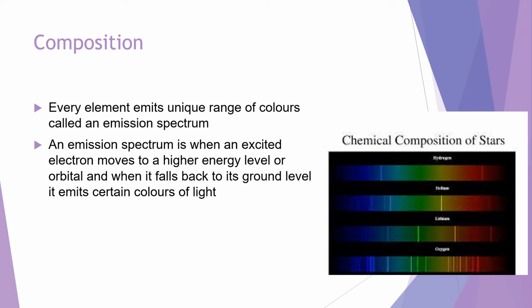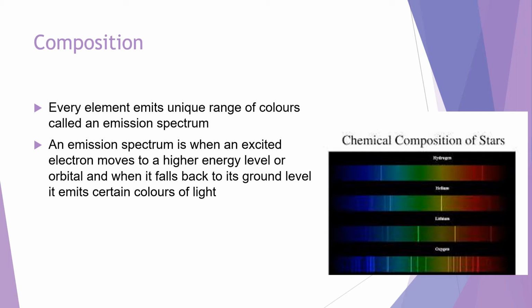Okay, composition of stars. Every element emits unique ranges of colors called an emission spectrum. So stars are composed of different elements. Okay, an emission spectrum is when an excited electron moves to a higher energy level or orbital, and when it falls back to its ground level, it emits certain colors of light. So we learn this in chemistry that elements are made up of atoms. So if we're talking about the element hydrogen, hydrogen is made up of hydrogen atoms, and we learned our Bohr-Rutherford diagrams. So the structure of an atom is a nucleus with those orbitals or those shells around the nucleus.